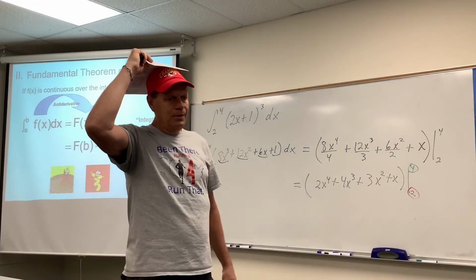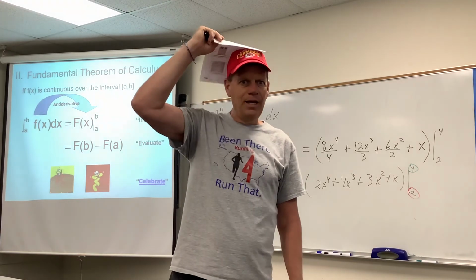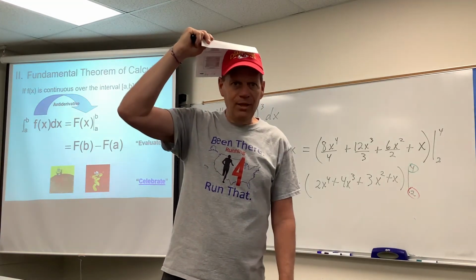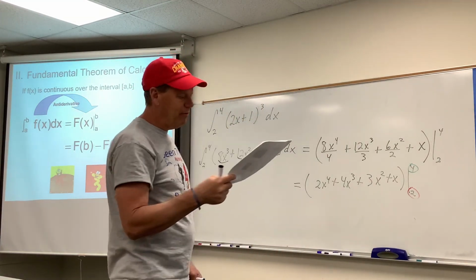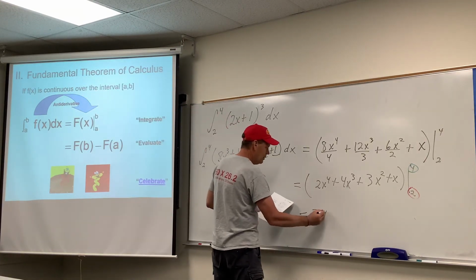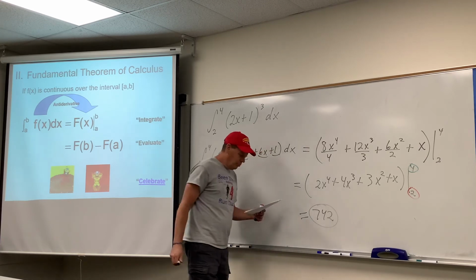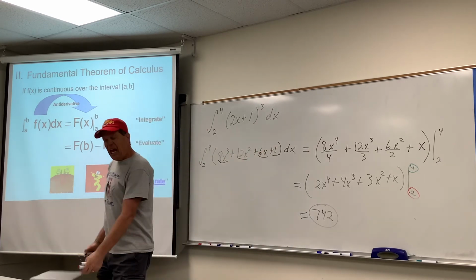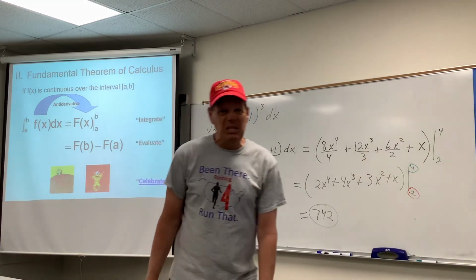Mr. Slobberhead did the math ahead of time, and off the top of his head, 742 should be what that would crunch out to be. And guess what? That's just arithmetic.